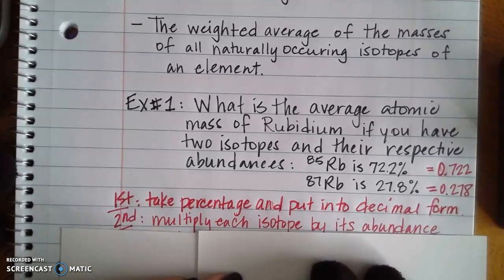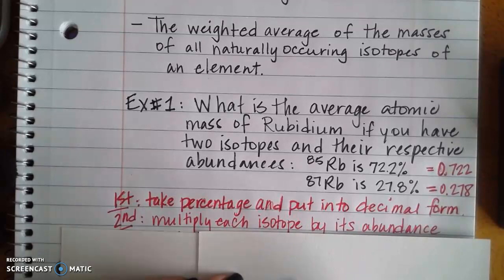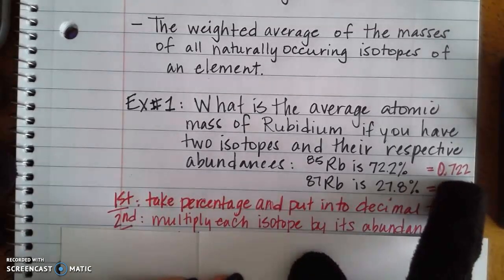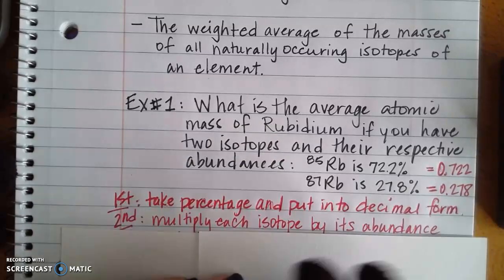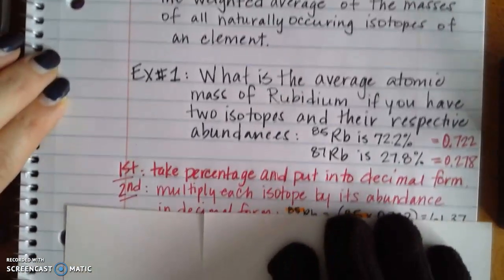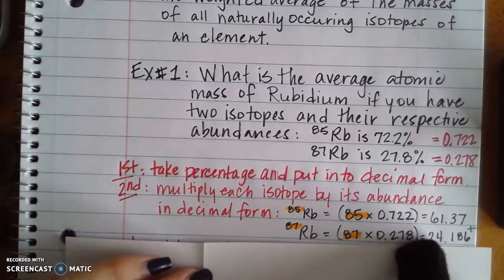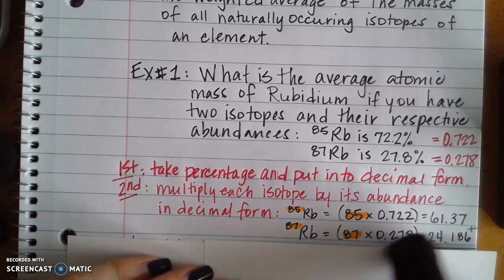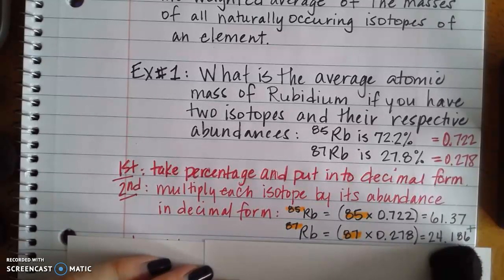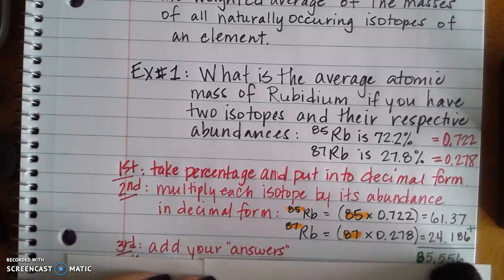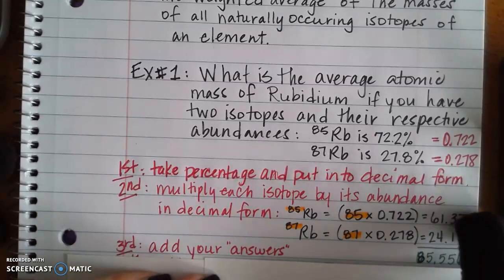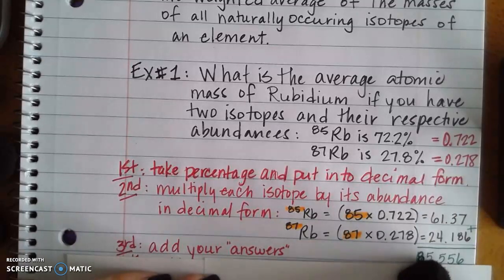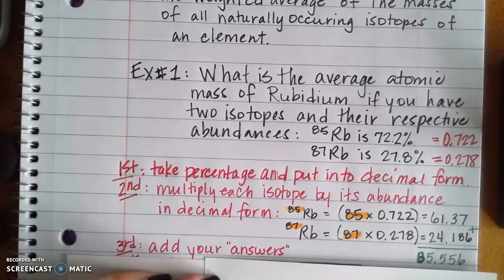Next, multiply each isotope by its abundance. So 85 multiplied by that number and 87 multiplied by that number. So I have it written down here. It looks something like this: 85 times the decimal number, 87 times the decimal number, and you get these two numbers. They're your answers. Now, what do you do next? Add your answers. So if you add the two answers that you got from multiplying, you'll get 85.556.